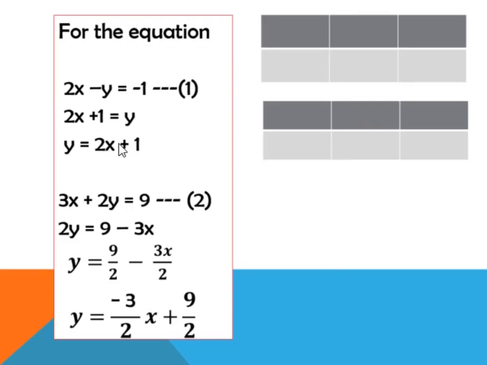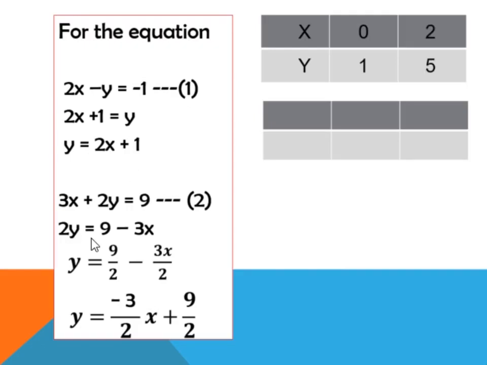We will assume any value to x. Kung i-assume natin ang value ng x ay 0, 2 times 0, that will be equal to 0 plus 1. Therefore, the value of y is equal to 1. Next, another value, we will assume that the value of x is 2. So, 2 times 2 is equal to 4. And 4 plus 1 is equal to 5. Therefore, ang value ng y natin ay 5.